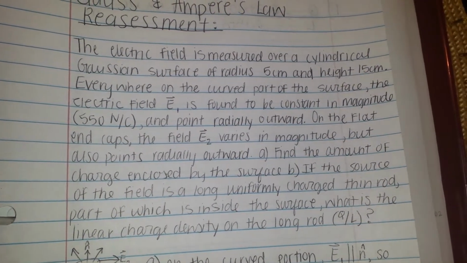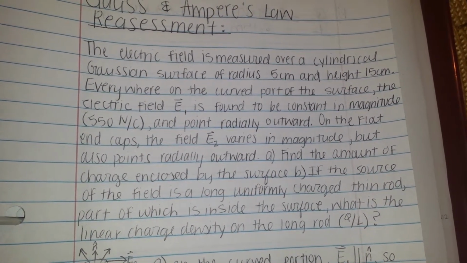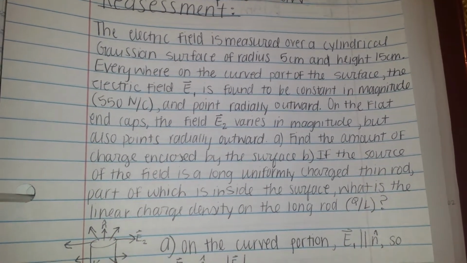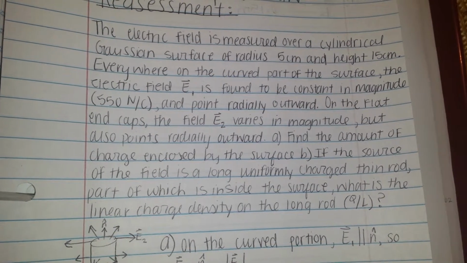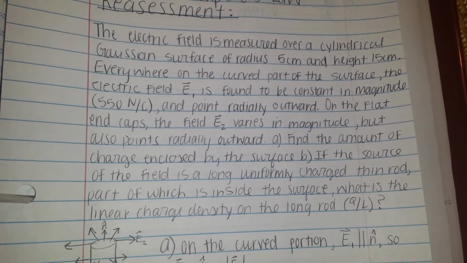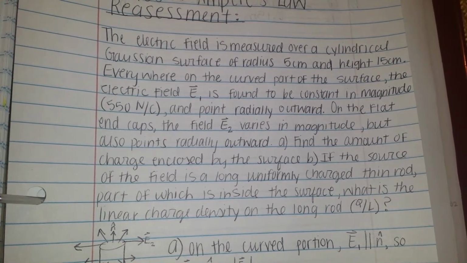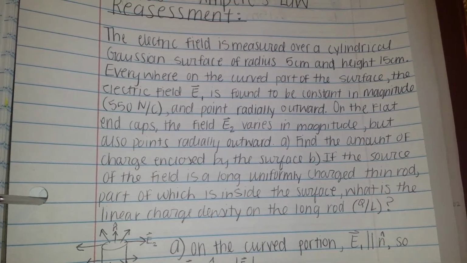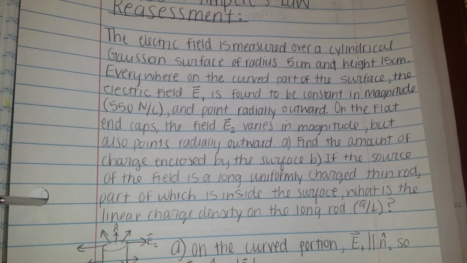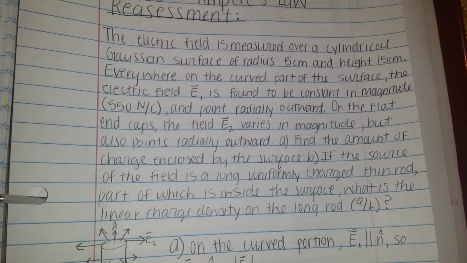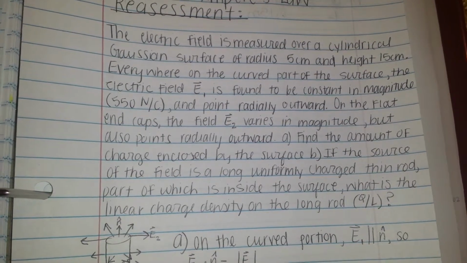On the flat end caps, the field E2 varies in magnitude, but also points radially outward. So first it wants us to find the amount of charge enclosed by the surface, and second, if the source of the field is a long, uniformly charged thin rod, part of which is inside the surface, what is the linear charge density on the long rod, Q over L?